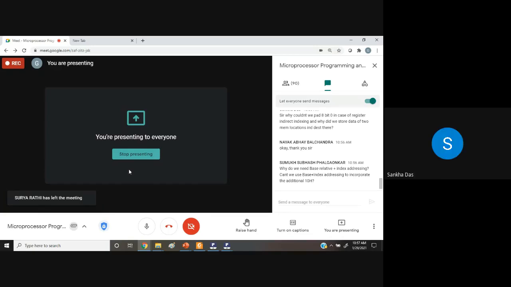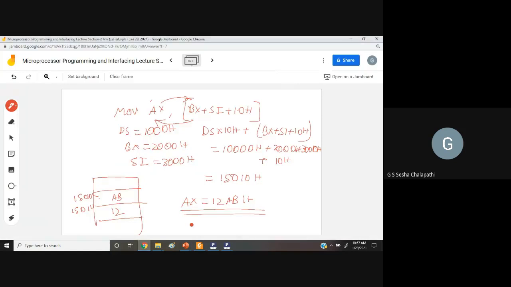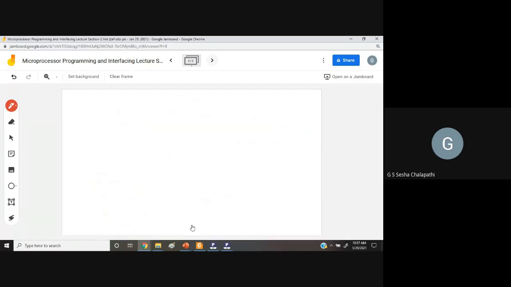The reason being that your source will tell whether you are moving 8-bit data or 16-bit data. Let us take that example on my Jamboard itself. I have the same example. Move BX brackets comma AX. Now this is a 16-bit register.